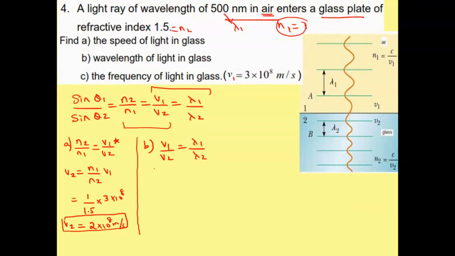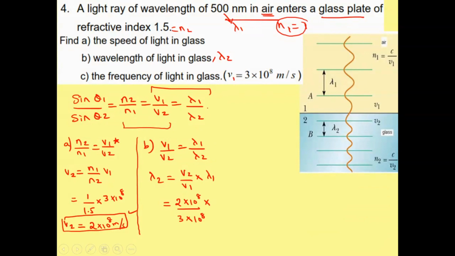Before substituting the value, I have to rearrange this equation in terms of lambda 2, because we are going to find the value of lambda 2 in the second part, right? So therefore, lambda 2 is equal to V2 over V1 multiplied with lambda 1. So I'm going to substitute the value. What is the value of V2? I'm going to take the answer of the first part, which is 2 multiply 10 power 8 over the speed of the light in air, which is 3 multiplied by 10 power 8, multiplied with lambda 1.